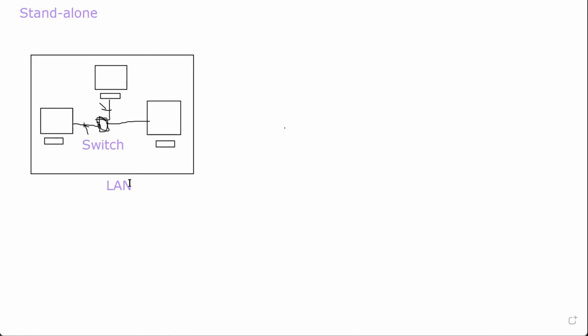Okay. So when I say stand-alone computer, you know what I mean. When I say a local area network, it means a network of multiple computers. Many computers are networked together.